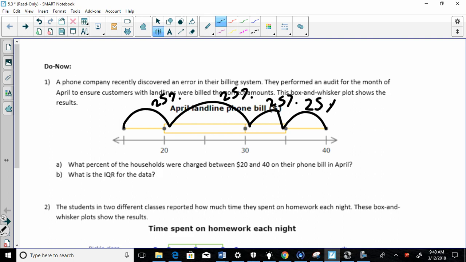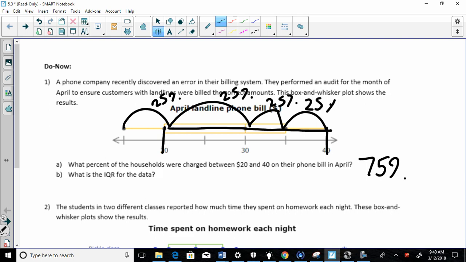So what percent of the households were charged between $20, so right here, to $40? So how many increments do I have? 1, 2, 3. So if they're each 25%, what percentage of the households? 75. 75.